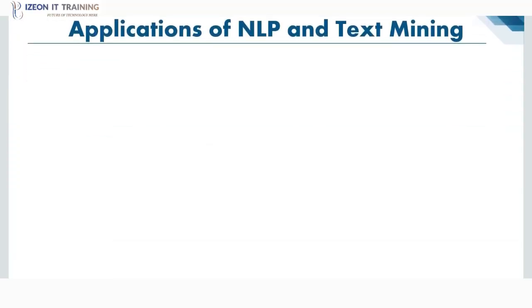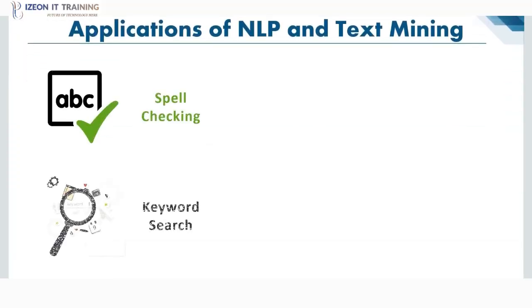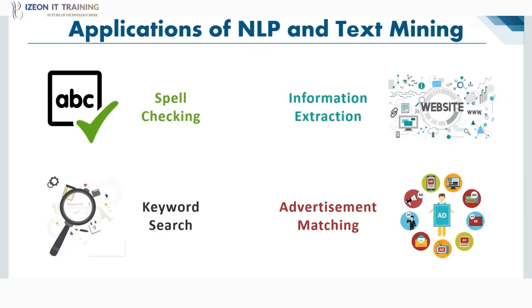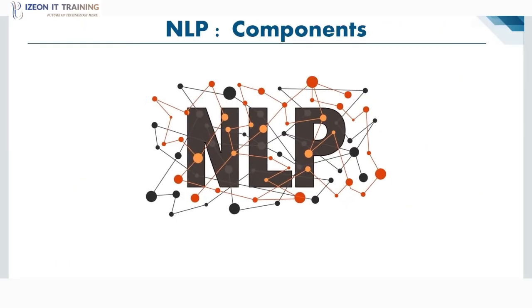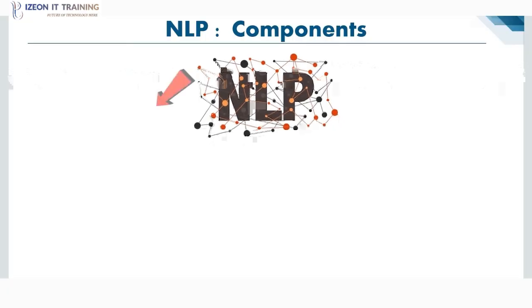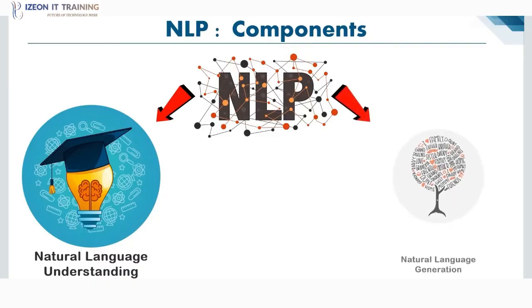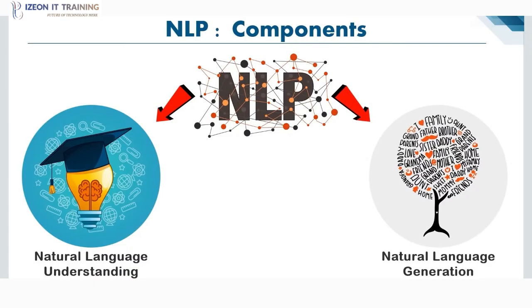Now, other applications of NLP include spell checking. Then we have keyword search, which is also a big field where NLP is used. Extracting information from any particular website or document is also a use case of NLP. And one of the coolest applications of NLP is advertisement matching. Here, what we mean is basically recommendation of ads based on your history. Now, NLP is divided into two major components, that is natural language understanding, also known as NLU, and natural language generation, also known as NLG.